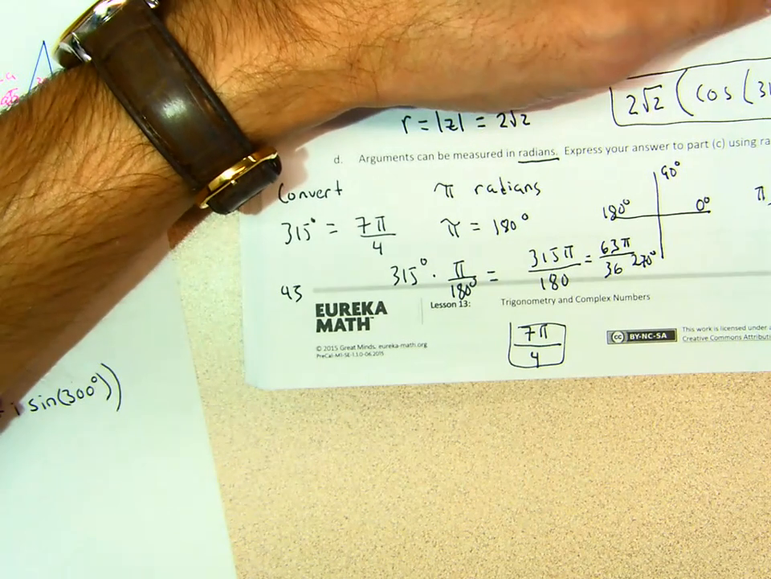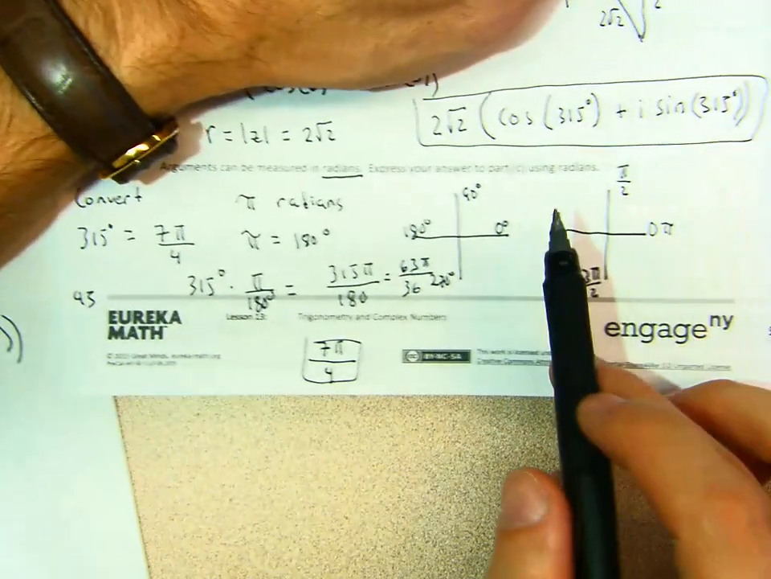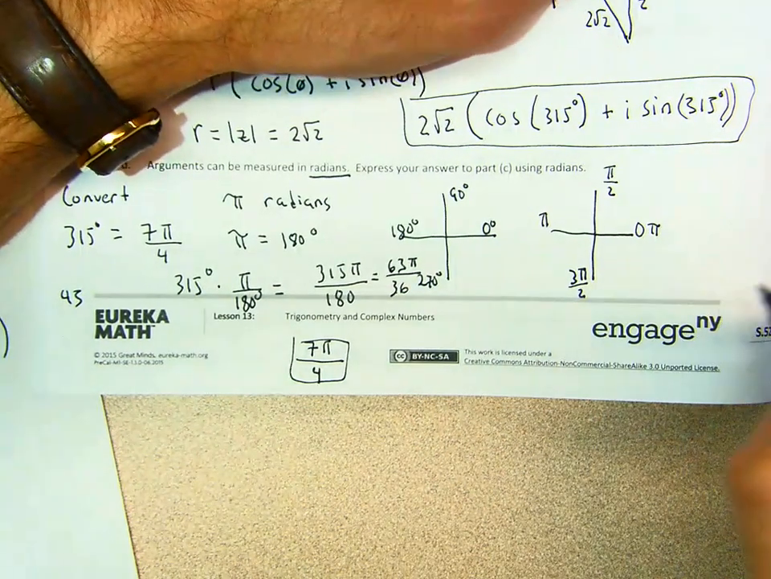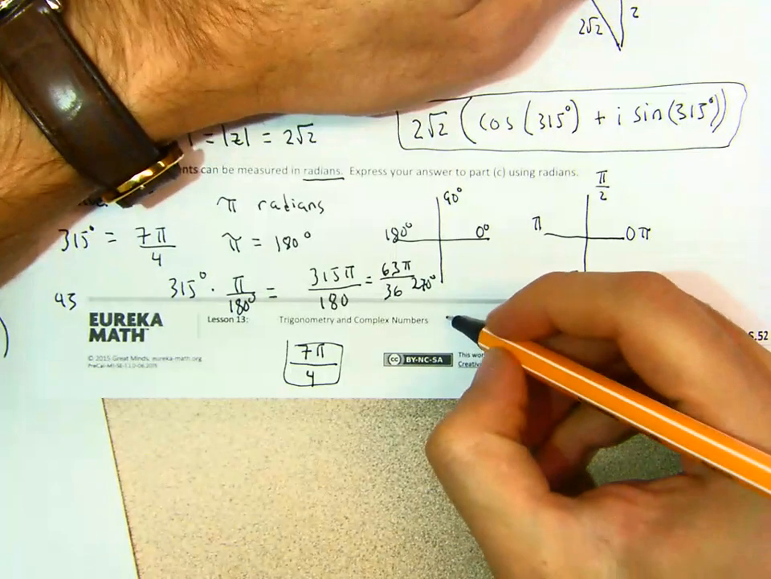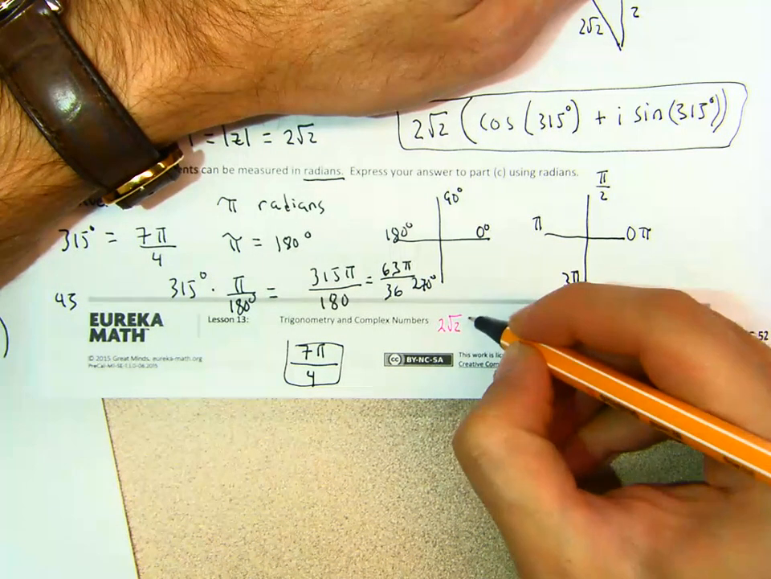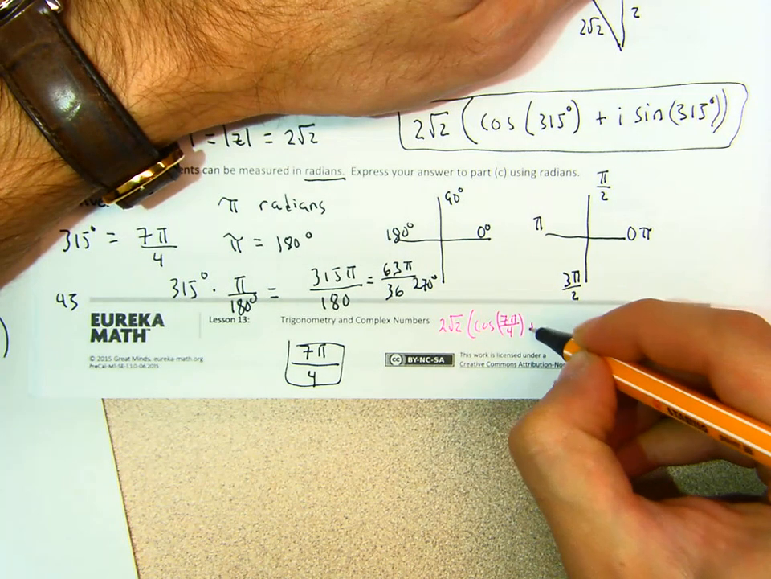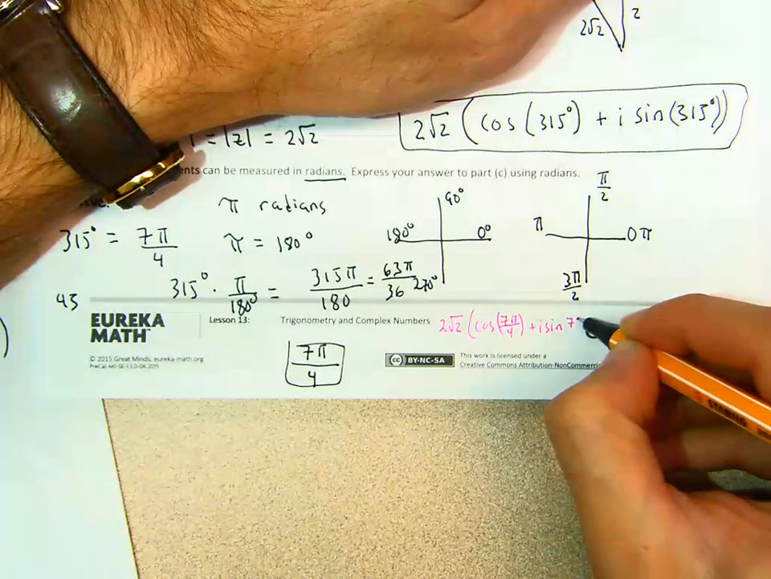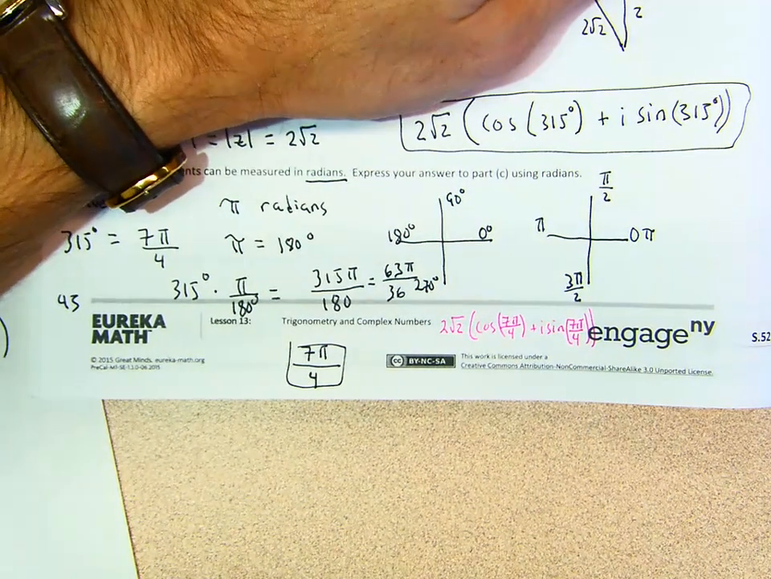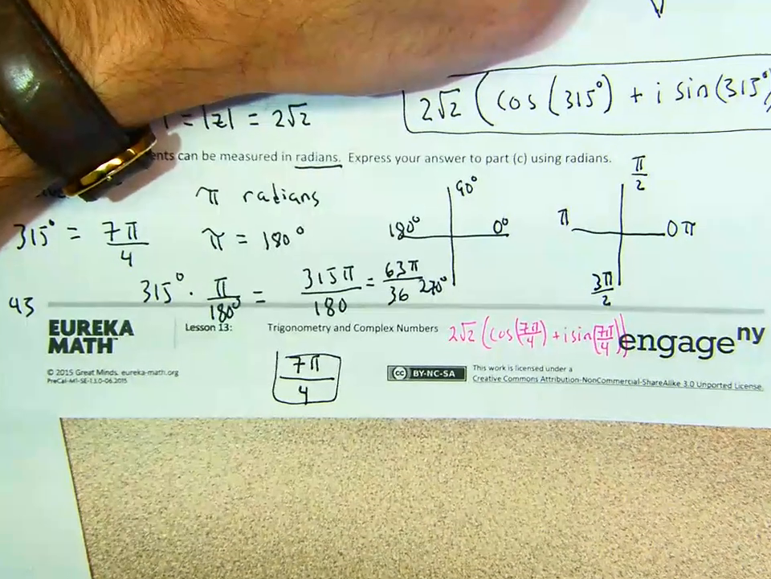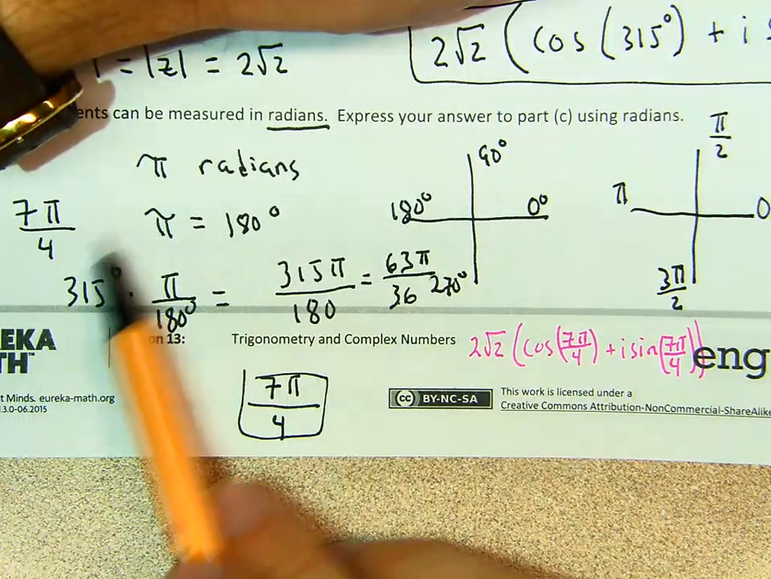So then we could just substitute this. Whoops, sorry. We could just take this and write it as, I am running out of space here, let me write it over here. It could just be 2 root 2 cosine 7 pi over 4 plus i sine 7 pi over 4. Okay, and let me zoom in a little bit, and this will be it. Okay, this is in radian form. We've got to remember how to do this.